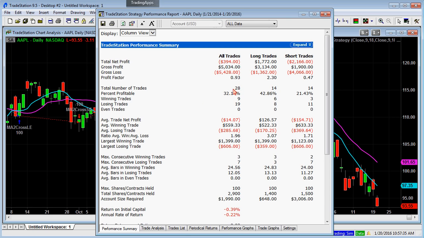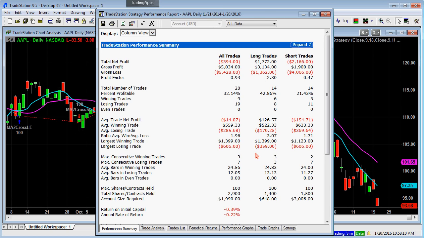It also tells you the total number of trades. There were 28 trades in total in my strategy. 14 were long trades, 14 were short trades. Out of all the 28 trades, 32% of those trades were profitable. Only 32%. Out of all the trades, I had 19 losing trades and 9 winning trades. My average winning trade, here's my average losing trade. We have a setting here called maximum consecutive winning trades, 3.